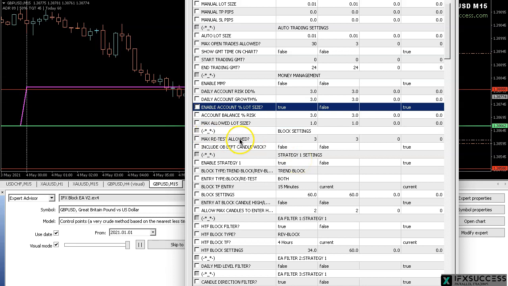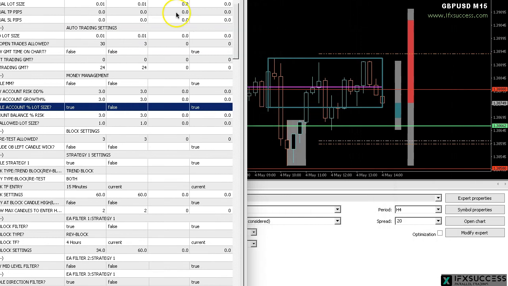Now, maximum retest allowed. So pretty much, how does the retest work? Meaning that once we get a block and the price goes back into it, so let's just say, for example, right now we have a reversal block, right? If price comes back inside into this block and then closes outside again, then that is called a retest. So how many retests, because we can have multiple retests, we can see that more often when the market is ranging. We can have 1, 2, 3, even 4 sometimes I've seen. So how many retests are we going to allow for an entry?